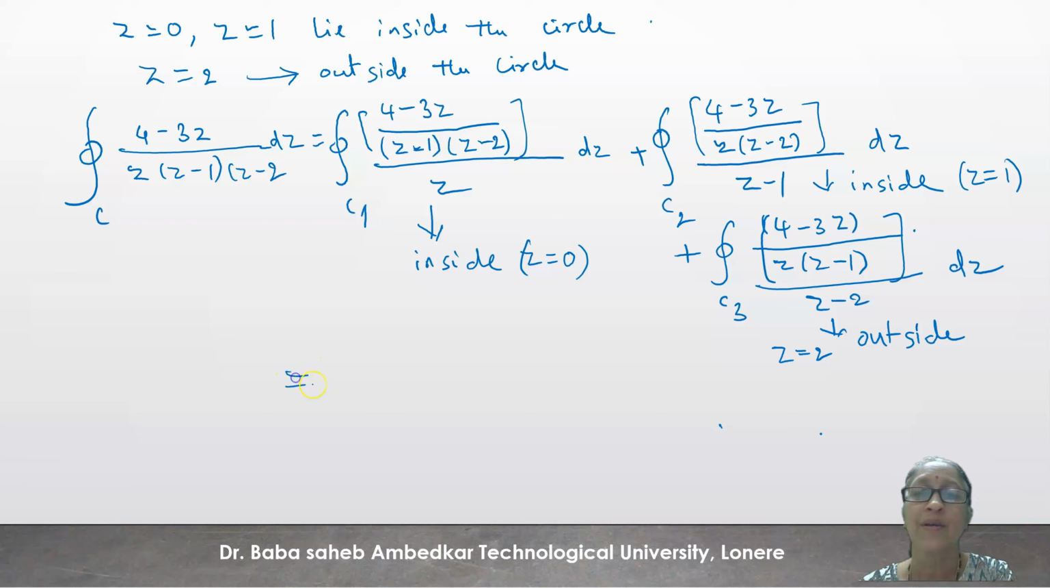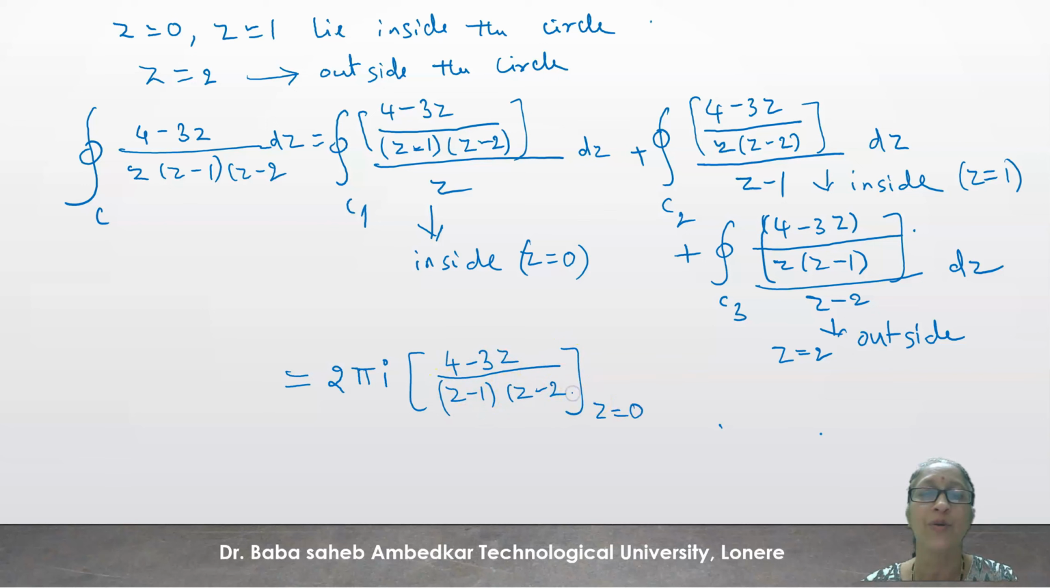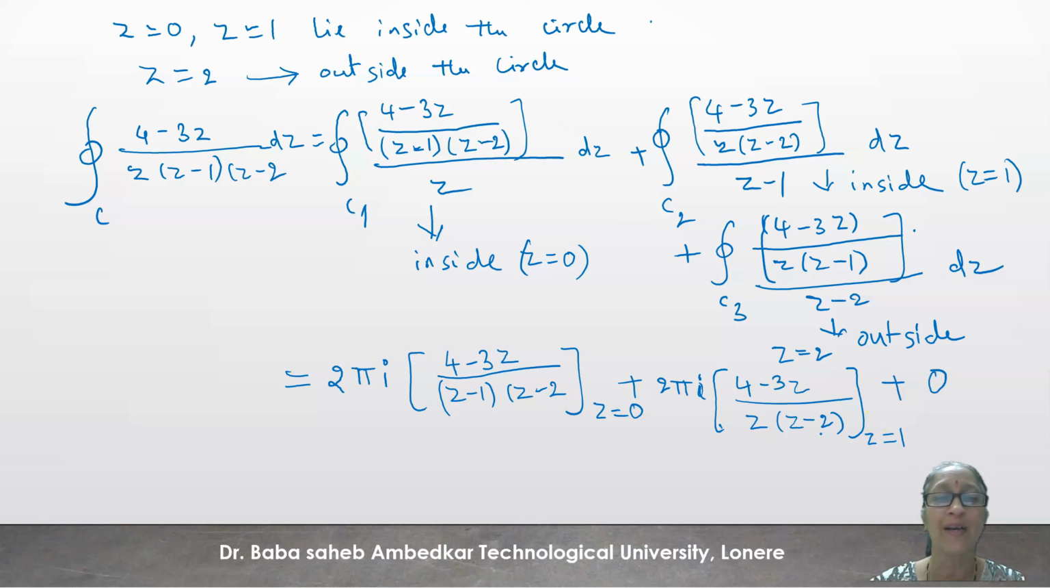So here, if the point is inside the circle, then 2 pi I into the term which is in the numerator, (4 minus 3z) by (z minus 1) into (z minus 2), then write the pole, z equal to 0. Plus 2 pi I, then write the term which is in the numerator, (4 minus 3z) by z into (z minus 2), then the pole is z equal to 1. So we have to find the value of the terms in the bracket at z equal to 1. Now what is the value of the third integral? 0, because z equal to 2 is lying outside the circle.